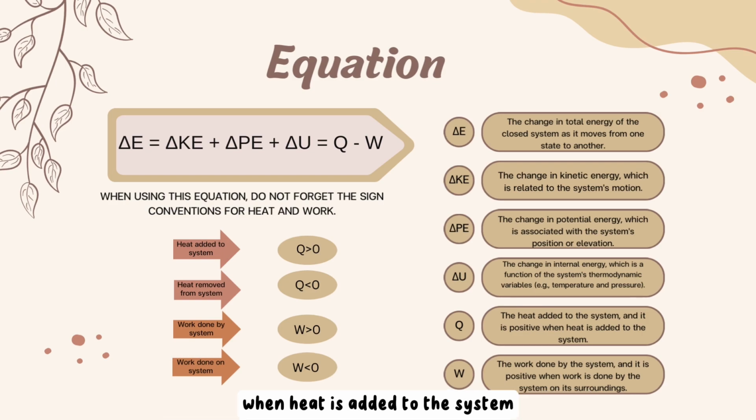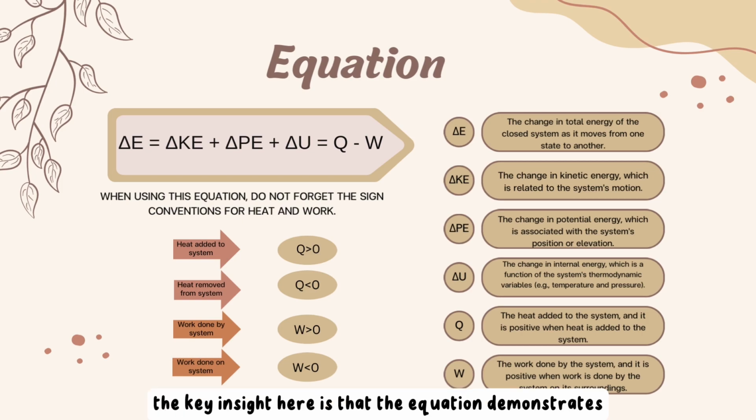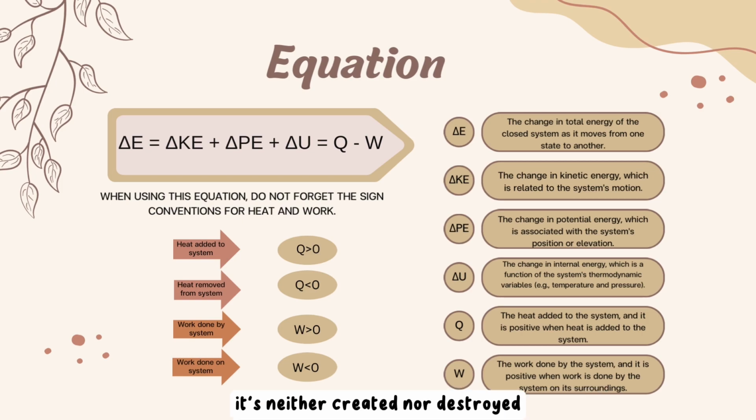When heat is added to the system, it increases the internal energy of the system, making it warmer. Conversely, when work is done by the system, it reduces the internal energy of the system. The key insight here is that the equation demonstrates the conservation of energy within the closed system. It's neither created nor destroyed, only transformed between different forms. In summary, the first law of thermodynamics, captured by the equation delta U is equal to Q minus W, is a powerful tool for understanding energy dynamics in closed systems.